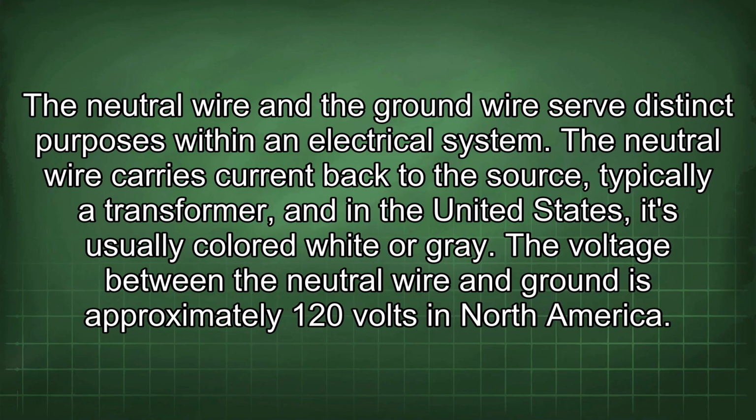The neutral wire and the ground wire serve distinct purposes within an electrical system. The neutral wire carries current back to the source, typically a transformer, and in the United States, it's usually colored white or gray. The voltage between the neutral wire and ground is approximately 120 volts in North America.